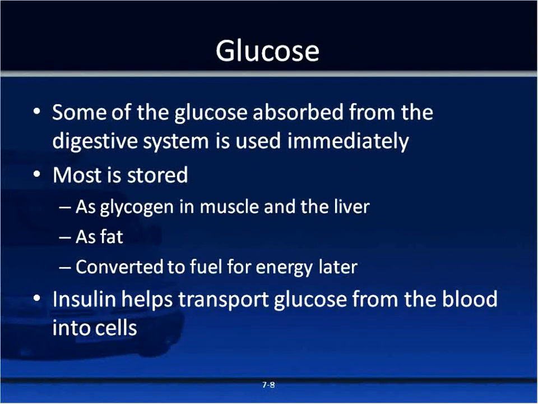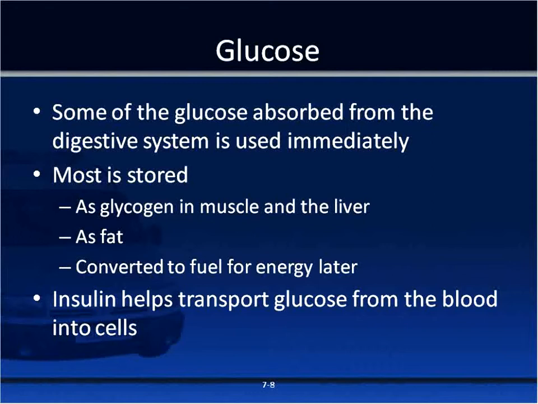After a meal, some of the glucose absorbed from the digestive system is used immediately by cells as fuel for energy. However, most of the glucose is stored as glycogen in muscles and the liver, or stored as fat and converted to fuel for energy later.